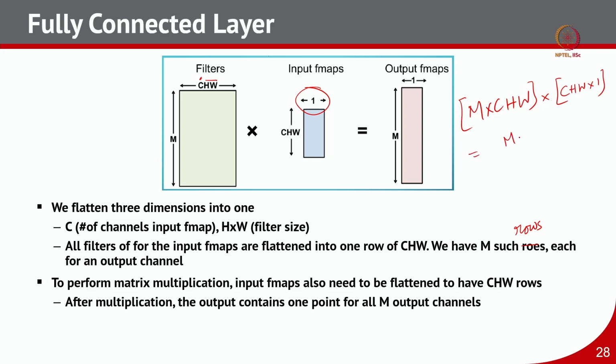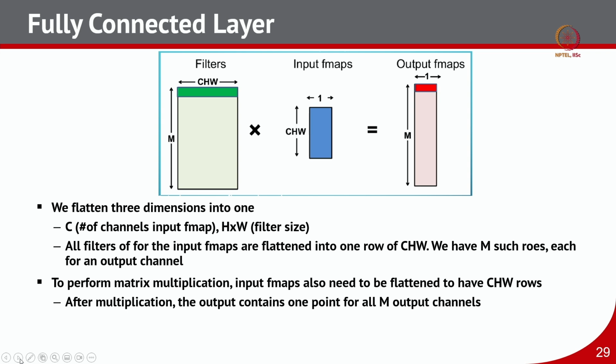So, you will get an M by 1 matrix, which is nothing but the output feature map. Now, to perform the matrix multiplication, input feature maps also need to be flattened into CHW rows. After the multiplication, the output contains one point, this 1 means just one pixel, for each of the channels in the output feature map. So after multiplication, the output contains one pixel for each of the M output channels. That is how this flattened fully connected layer operates.